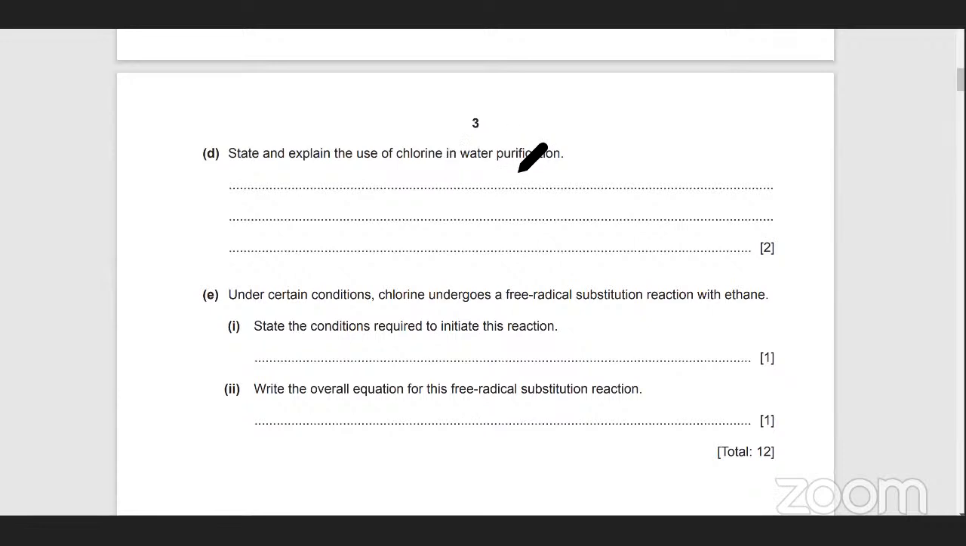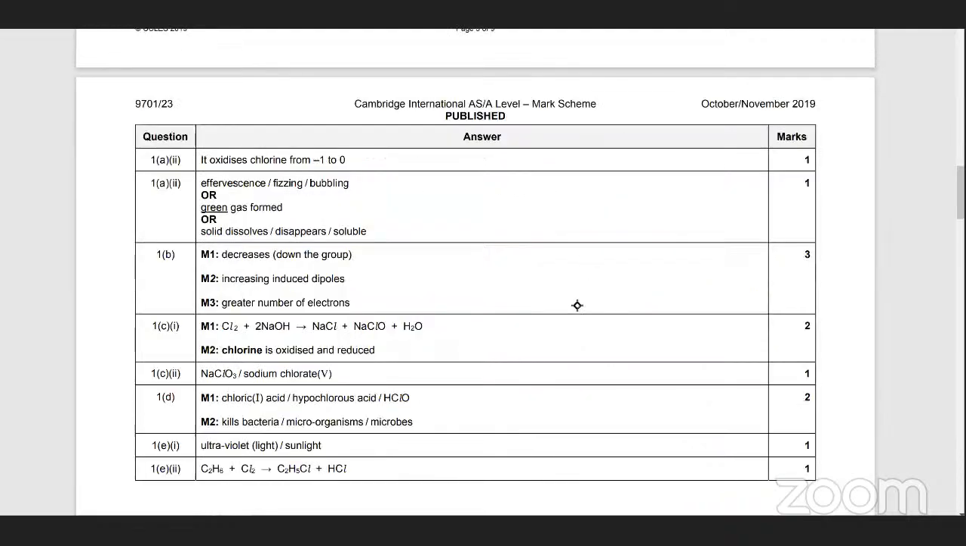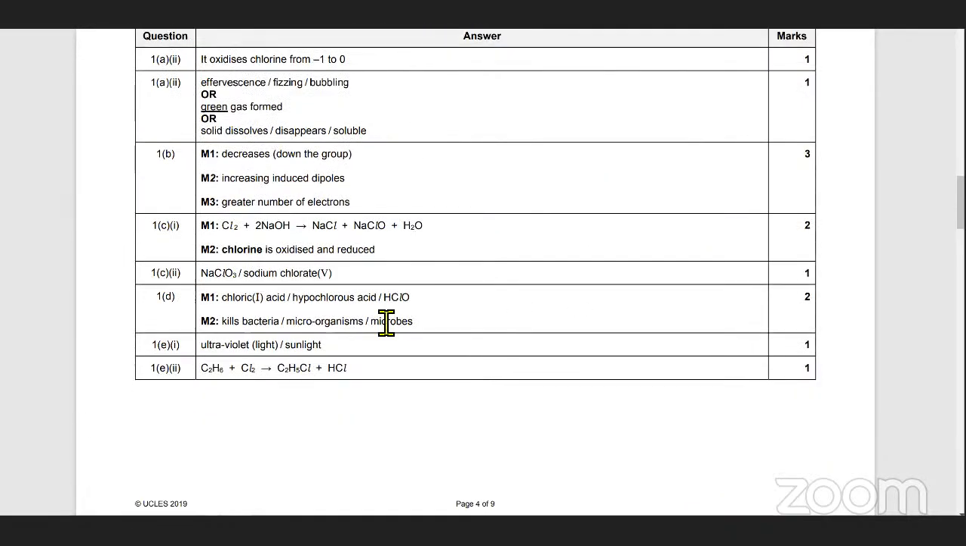Acha, state and explain the use of chlorine in water purification. What does it do? Kills bacteria. ठीक है, so it's a disinfectant, kills bacteria. What's the reaction when you add Cl2 to water? HCl and HClO. ठीक है, HClO is produced. Let me just check what's the second mark given for HClO form होने का. ठीक है, we wrote that. The first one was for kills bacteria.